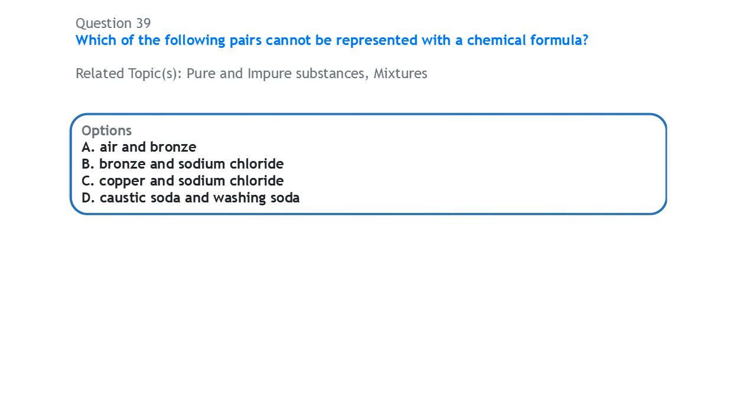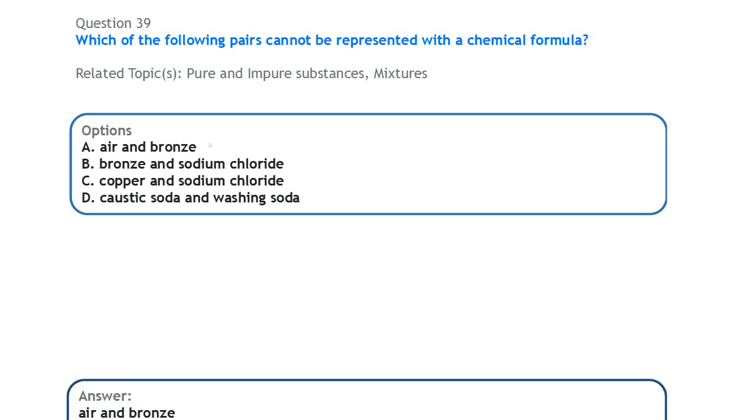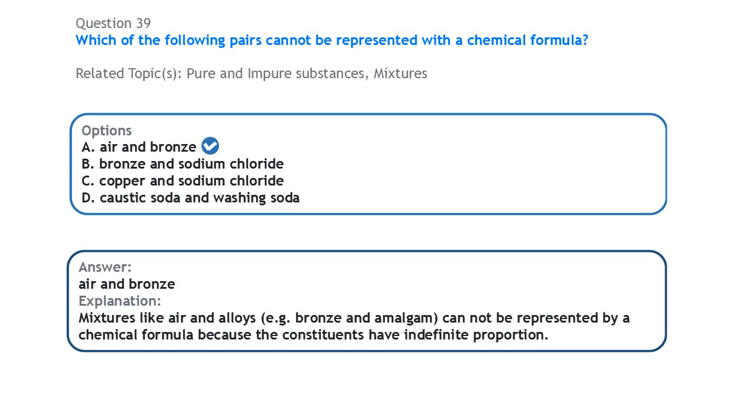Next, on mixtures. Which of the following pairs cannot be represented with a chemical formula? That is air and bronze. Both of them cannot be represented with a chemical formula because they are mixtures. Air is a mixture of gases. Bronze is a mixture of tin and copper. It's an alloy, and alloys, of course, are mixtures. So both of them are mixtures. They cannot be represented with a chemical formula.